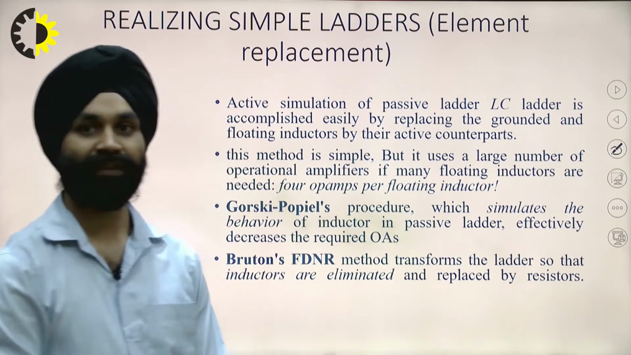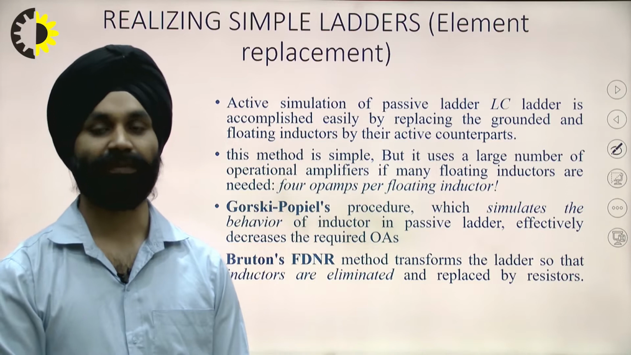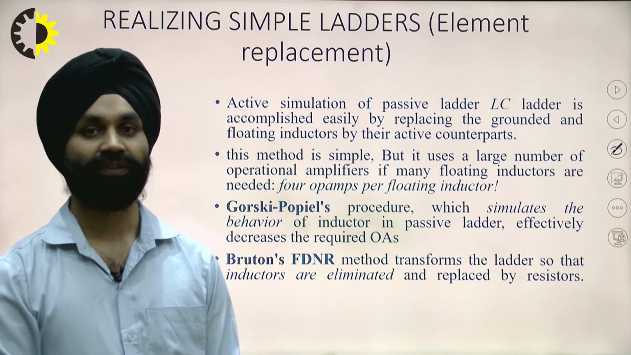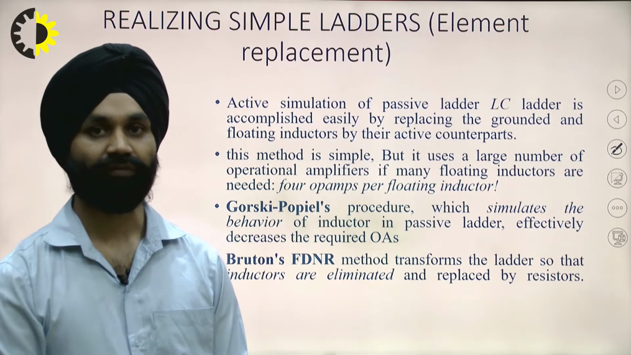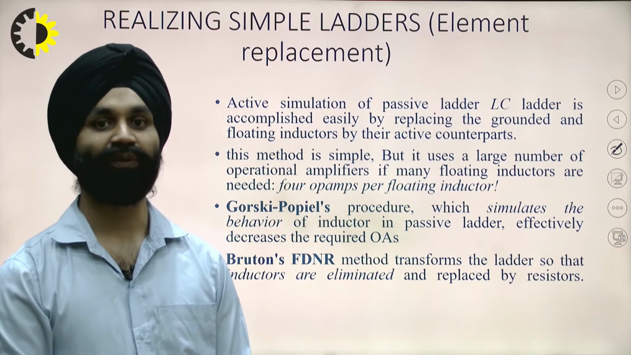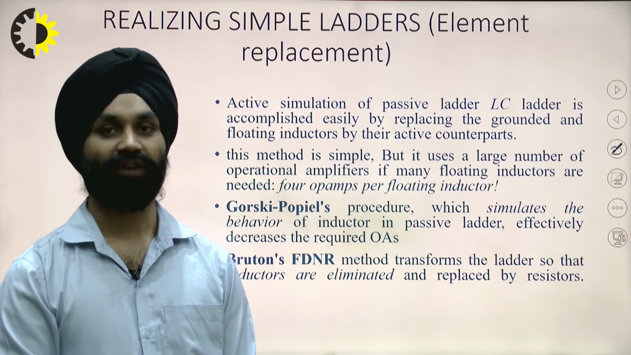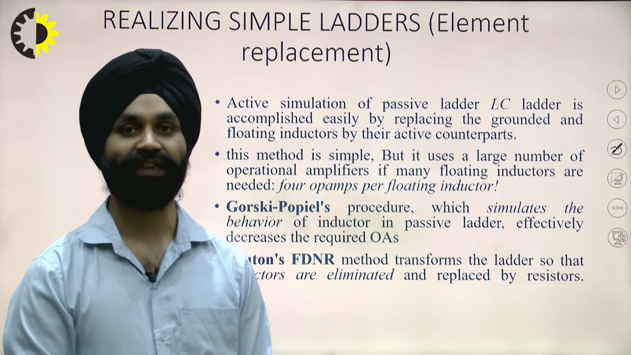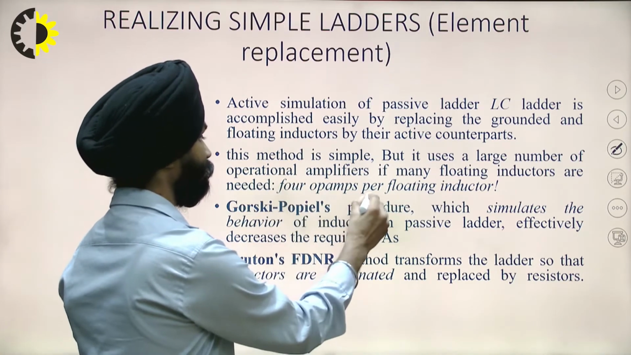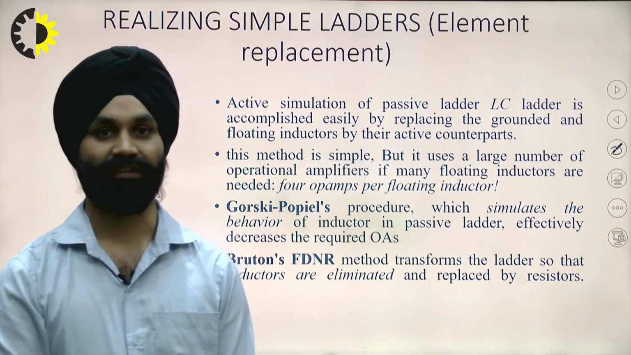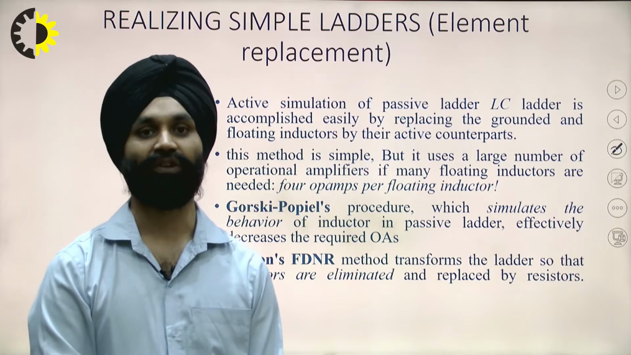In element replacement, we use GIC circuits in place of L. But we discussed that a larger number of op-amps is required to design a floating inductor. For example, if we use GICs, then for one inductor we need 4 op-amps, so it makes the circuit bulkier as well as costlier.